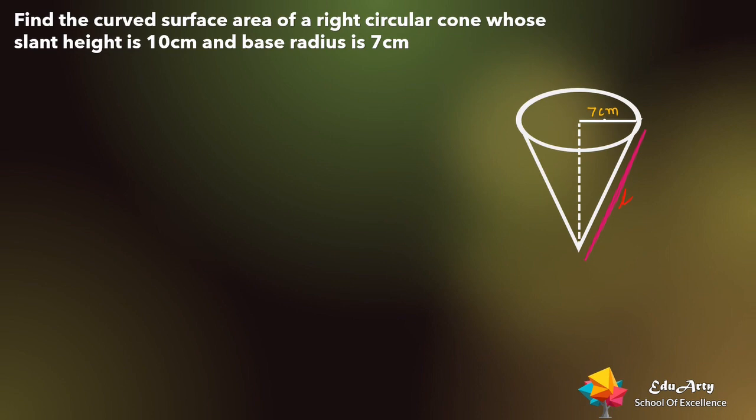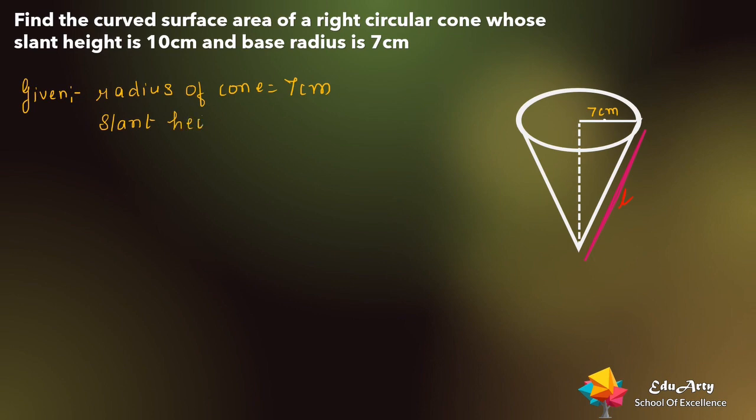So what is given to us then? Let's write down what is given to us. We are given the radius of the cone. What is the radius of the cone? Radius of cone is equal to 7 centimeters. Correct? Then we are given the slant height, which is denoted as L.